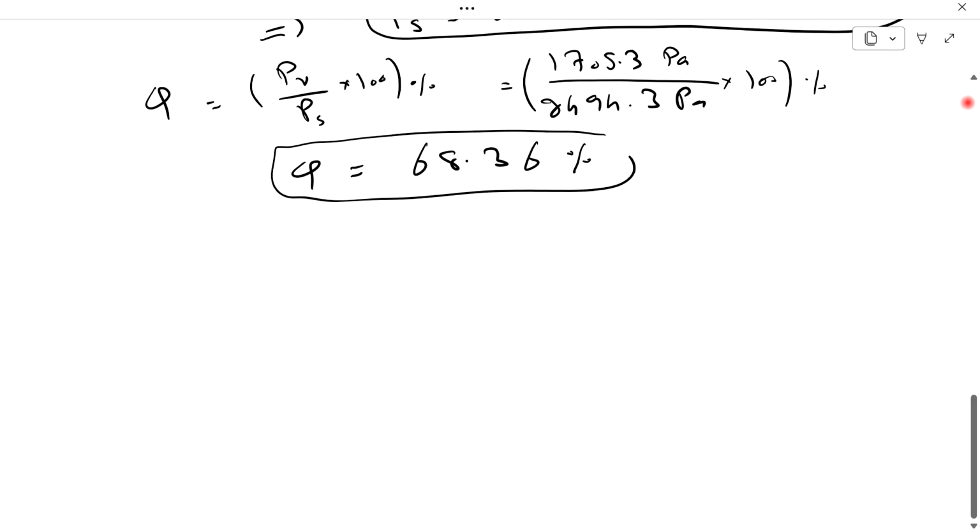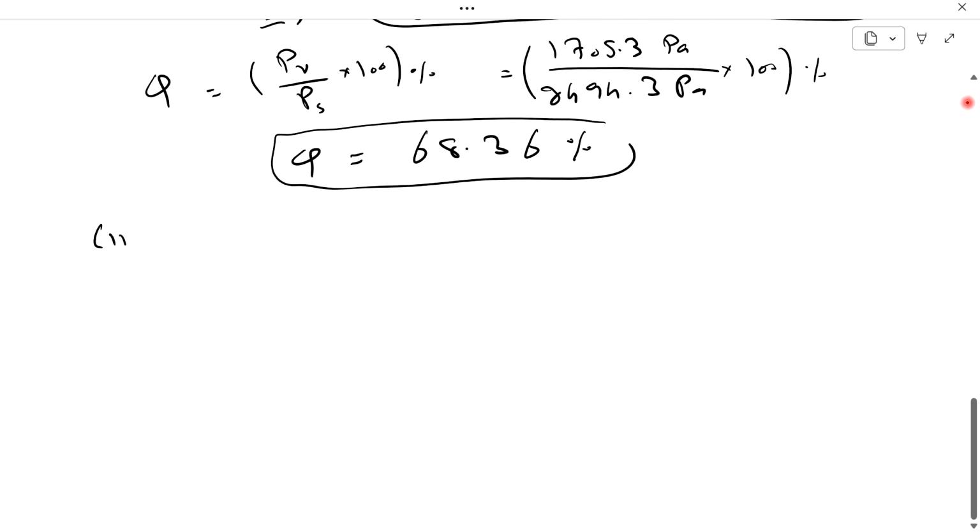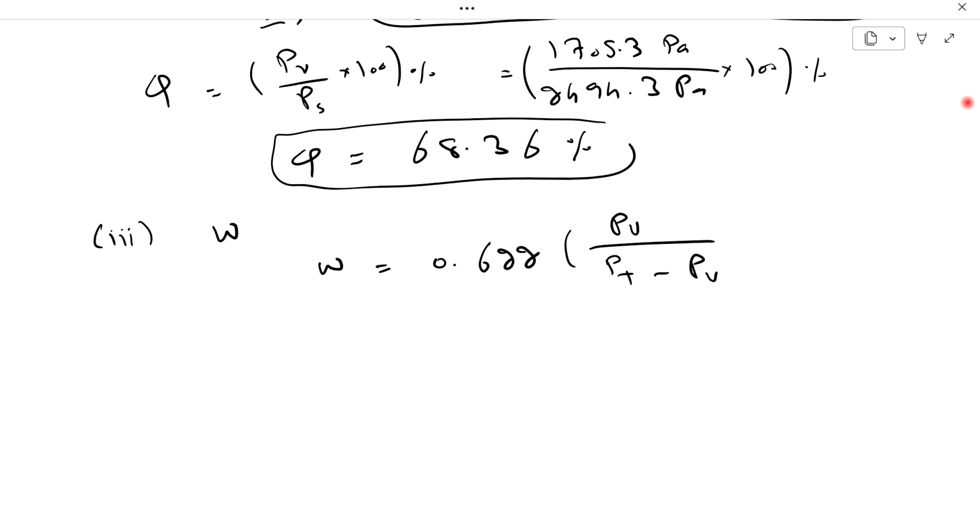Now we are solving part number 3, which is specific humidity. The formula for specific humidity from the CP Arora book is 0.622 times PV divided by (P total minus PV), and the proof of this formula is available in the CP Arora book.